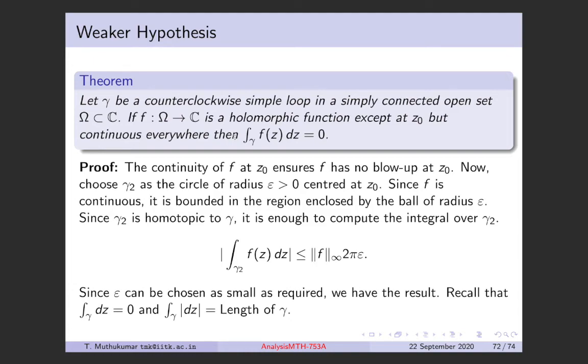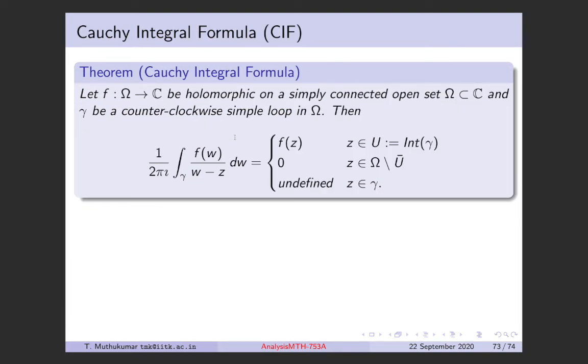From here we will go to what is called the Cauchy integral formula. So what does the Cauchy integral formula say? It says that for a simply connected domain omega, if f is holomorphic on omega, and if gamma is a counterclockwise simple loop in omega. A simple loop, as I said, we have been using simple loops. It is a closed curve which is not self-intersecting, right? In omega. Then this statement is true.